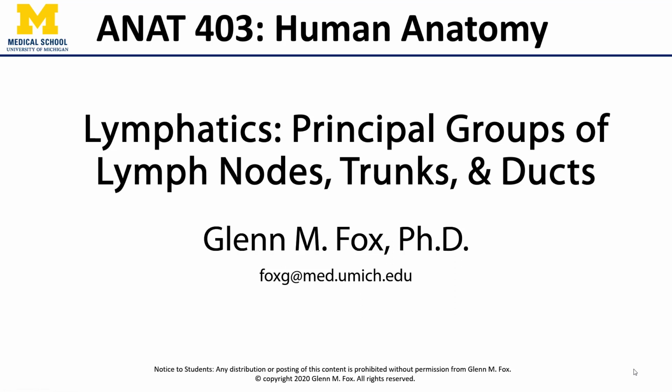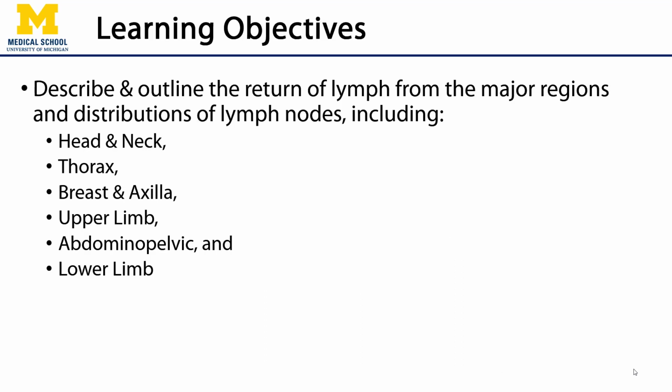Hi, let's talk about the principal groups of lymph nodes, trunks, and ducts. In this video, we'll discuss the return of lymph from the major regions and distributions of lymph nodes, including the head and neck, the thorax, the breast and axilla, the upper limb, the abdominal pelvic region, and the lower limb.